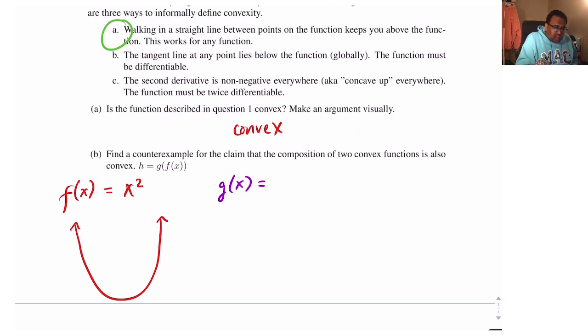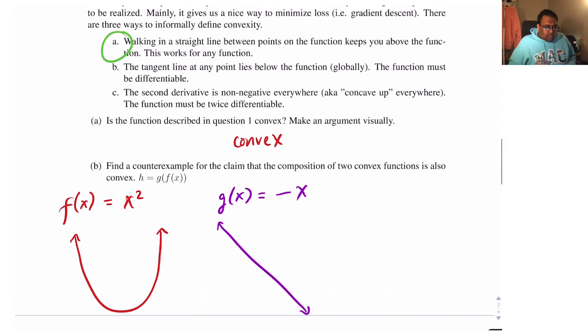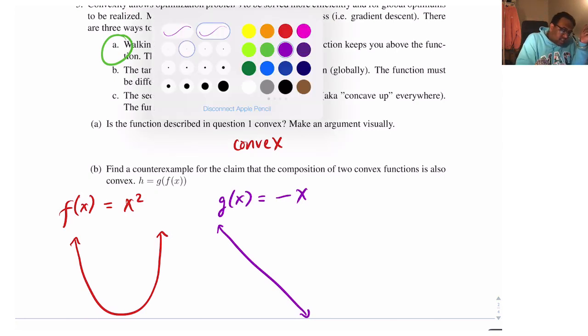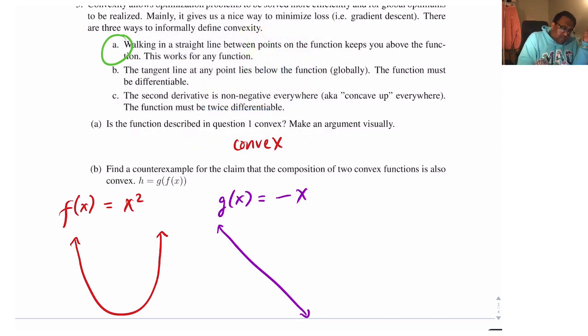Another function I will look at, g of x, is negative x, which looks something like this. Okay? This function, believe it or not, is also convex, right? Because the first property is that the secant line between any 2 points has to be on or above the function. And I just realized the worksheet doesn't say that exactly. It says above, but it should be on or above. Okay? If it's on the line or on the curve, that is okay. That satisfies the definition of convexity.